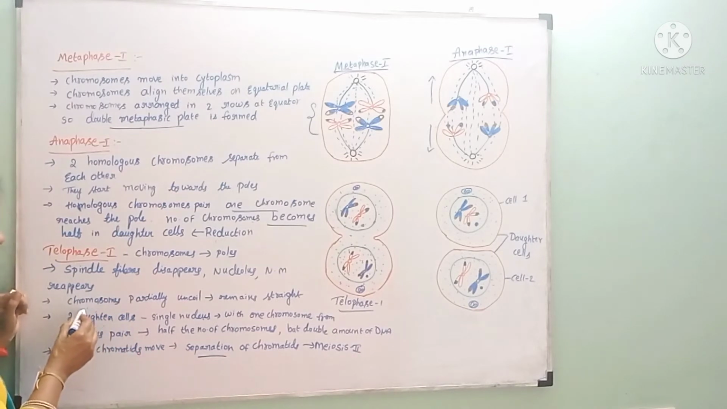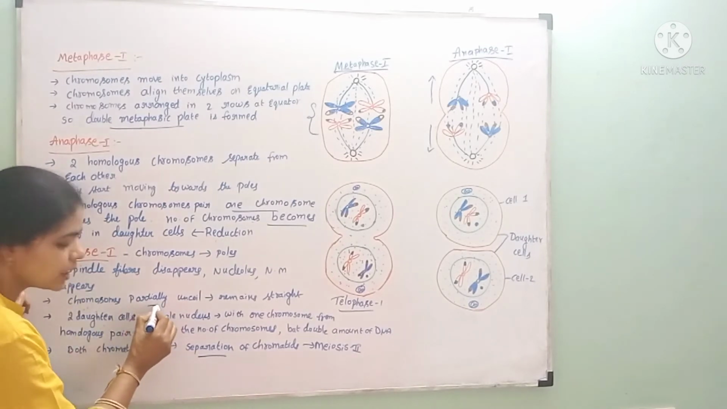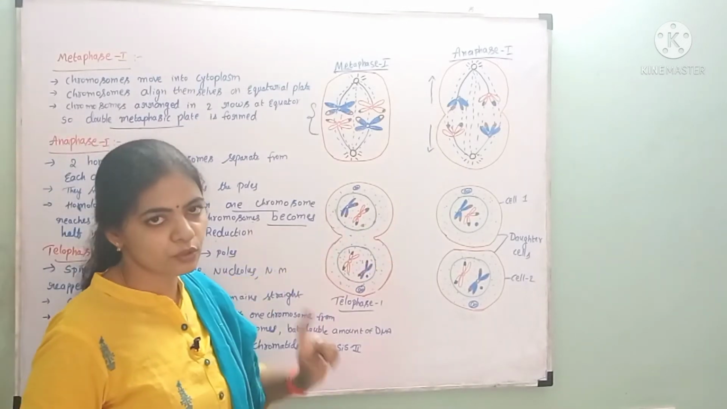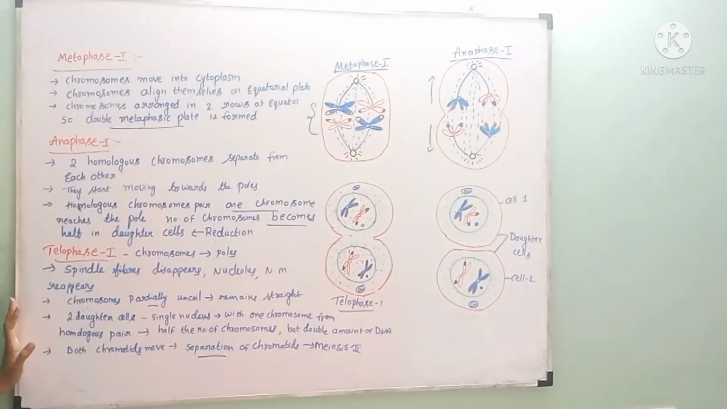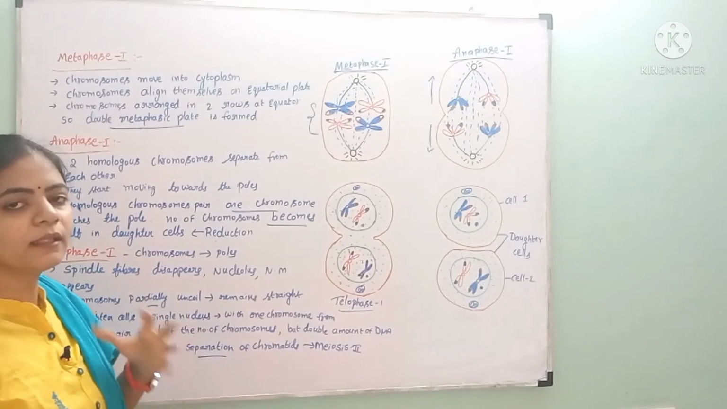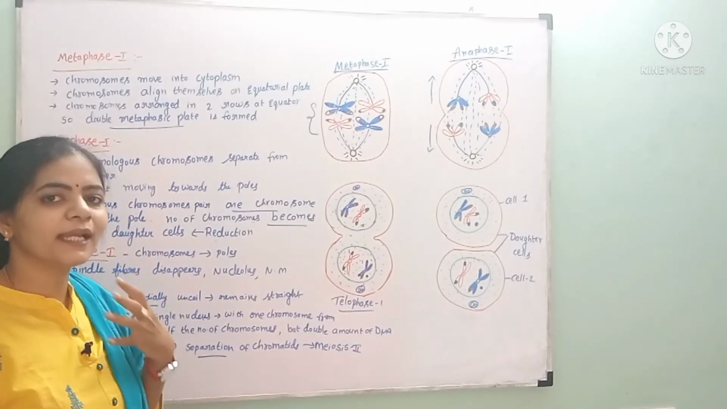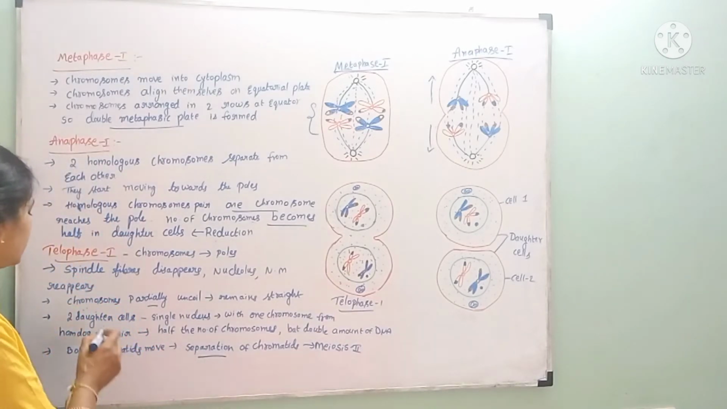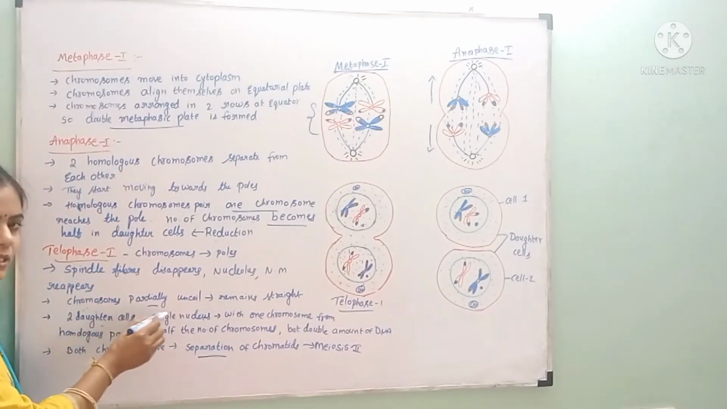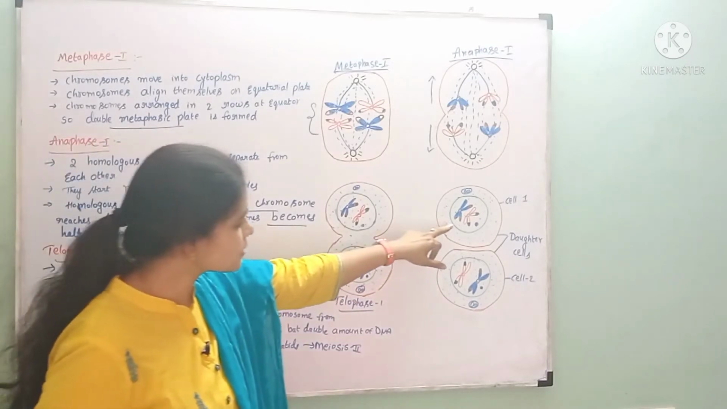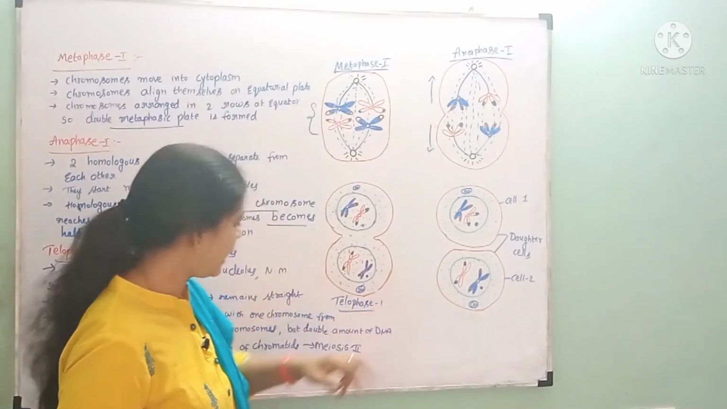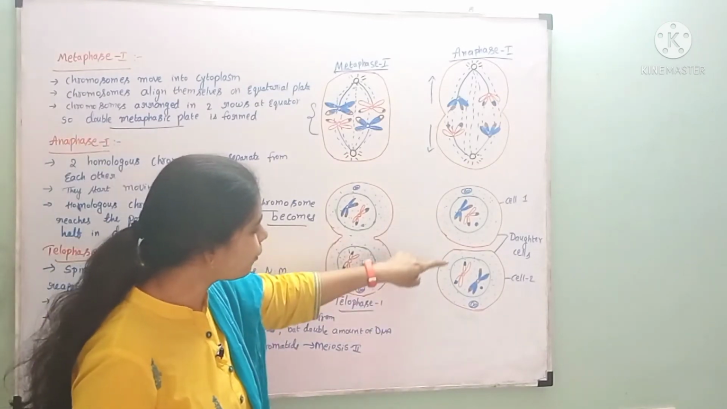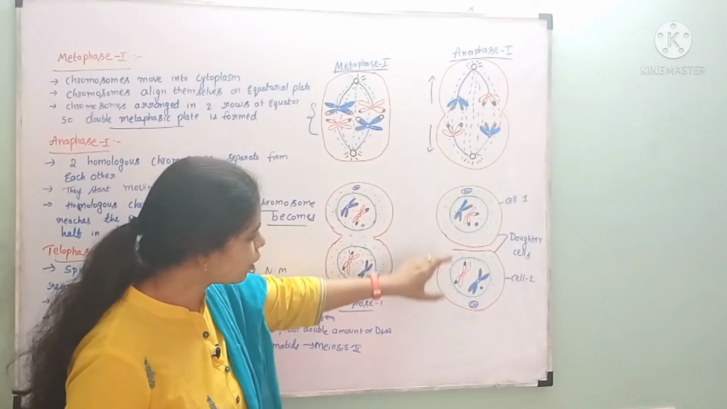But here the chromosomes only partially uncoil, and they remain straight like chromosomes. The chromosomes will not enter into the extremely extended interphase. These 2 daughter cells each have a single nucleus, this one having one nucleus and this one having another nucleus, with one chromosome from the homologous pair.